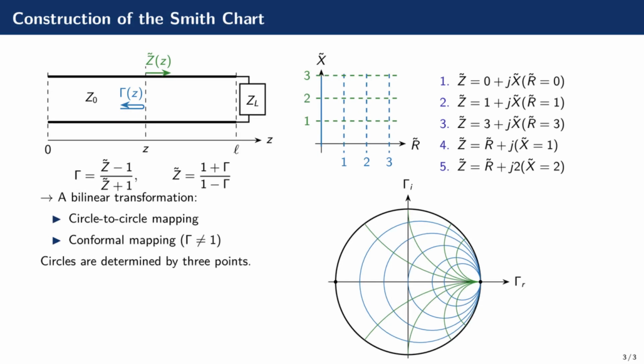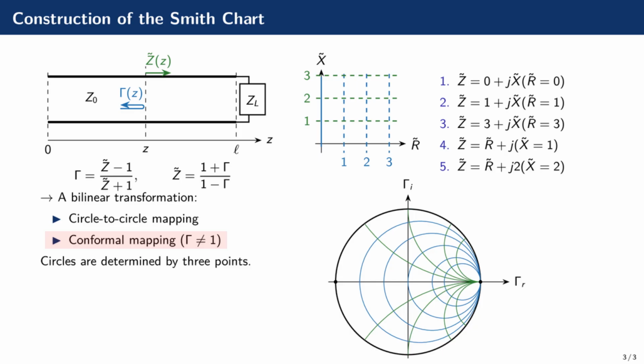Next, let us construct the chart. The relationship between normalized impedance and reflection coefficient is given by the following equations. This is a bilinear transformation. A bilinear transformation maps generalized circles to generalized circles. Here, the only singular point is gamma equals 1. Except at that point, the mapping is conformal. Therefore, if two curves intersect at right angles on the normalized impedance plane, their images also intersect at right angles on the gamma plane.